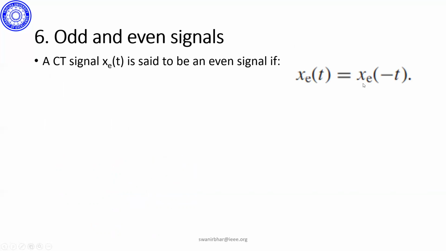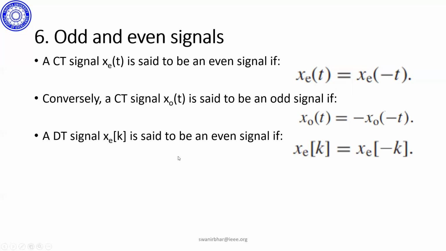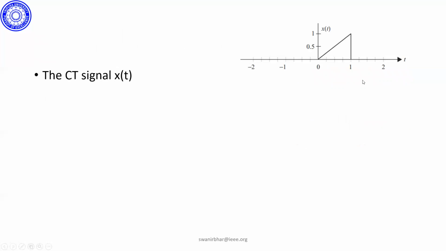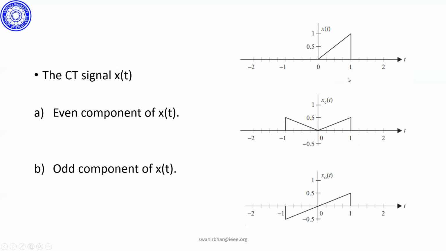Next, going to odd and even signals. A signal whose value is the same whether t is positive or negative is called an even signal, and signals where the values at positive and negative t are not the same are called odd signals. In the discrete version, k and minus k give the same value for even signals and different values for odd signals. For this continuous time signal, the even component is this and the odd component is this. In the even case, negative t and positive t are the same, but in the odd case they are not.